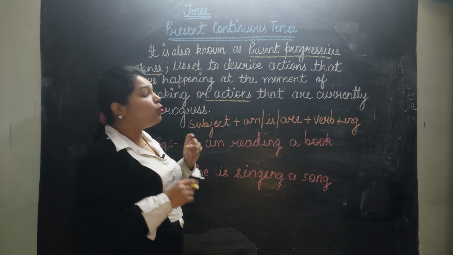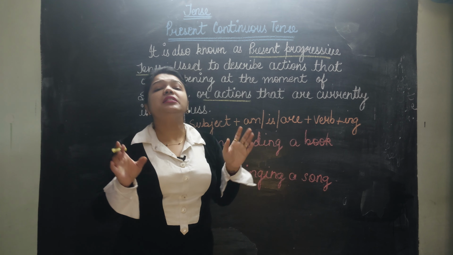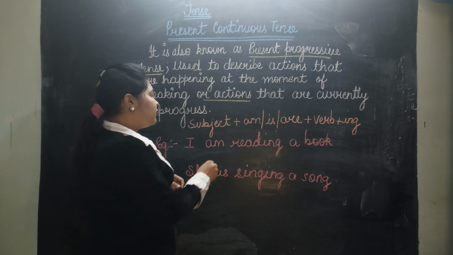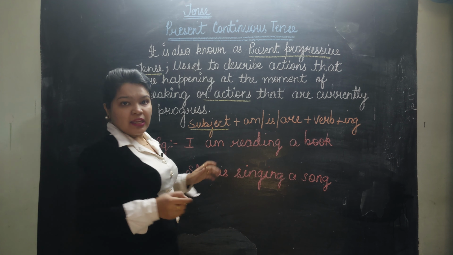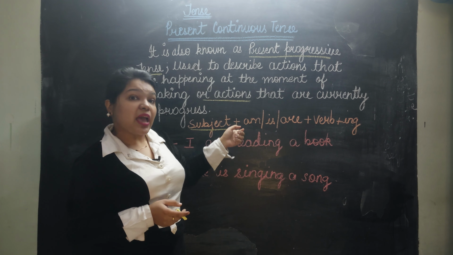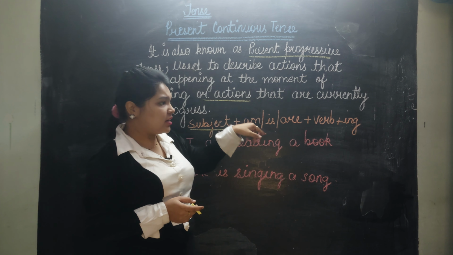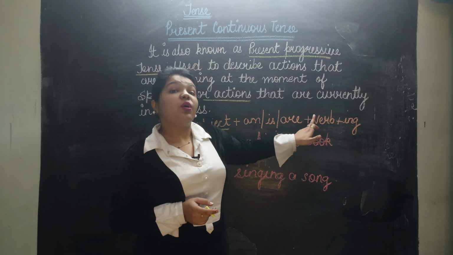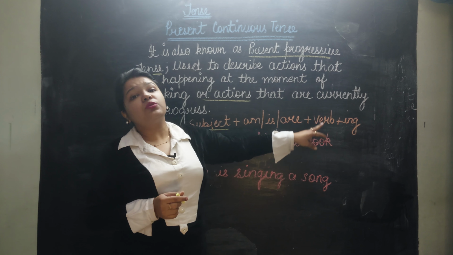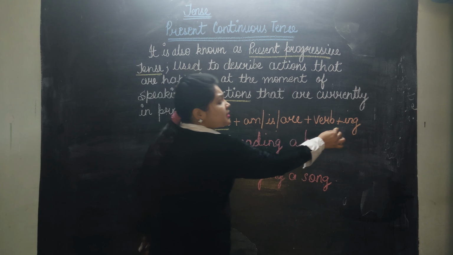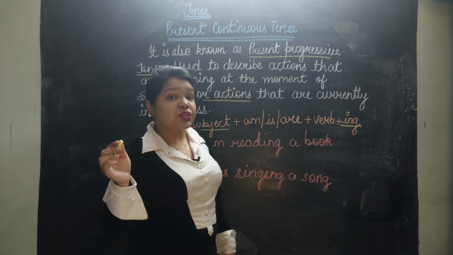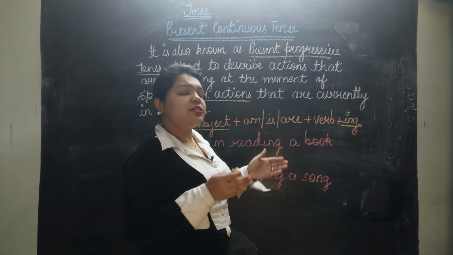See, what are the rules, meaning how to form a sentence of present continuous tense. First is the subject. Subject, you all know what the subject is, plus am, is, slash are, plus verb plus ing. We'll always use ing with the continuous tense because ing only defines the action that is going on right now.